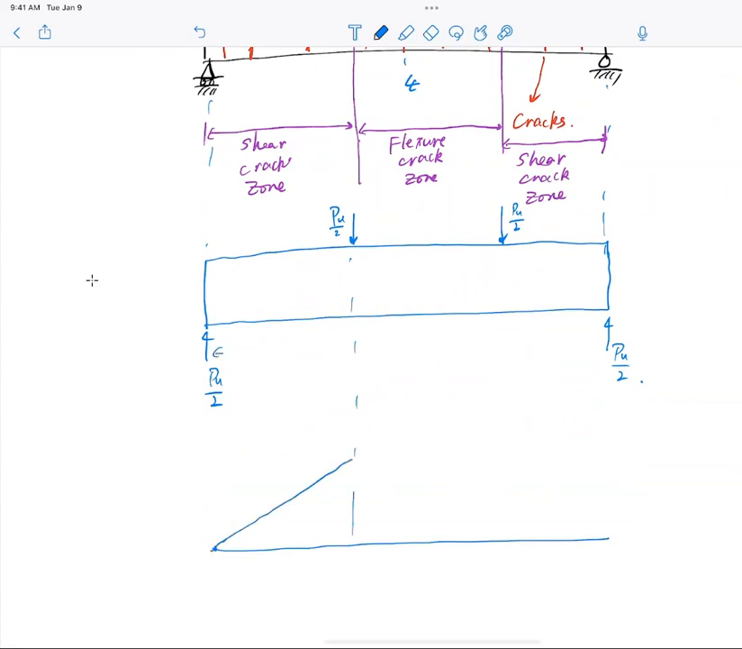And if this is, let's say, a third of L, then this is PU over 2 multiplied by L over 3, and then in the middle there will be no change of moment. The constant moment. So here again, PU over 2 times L over 3, and this is my moment diagram.